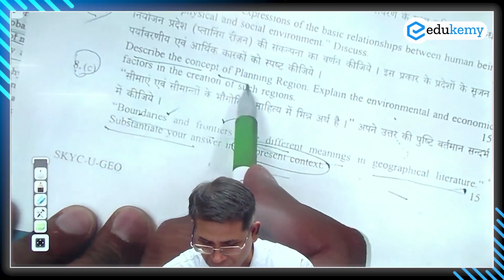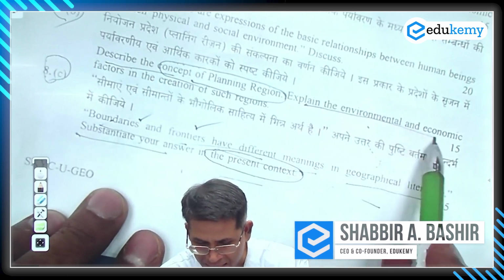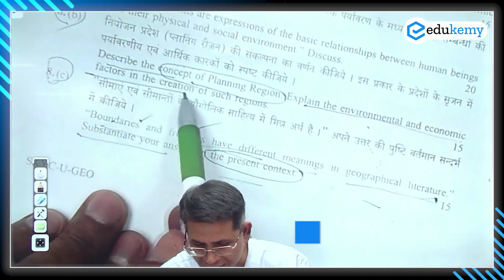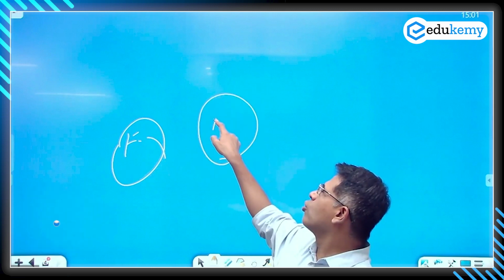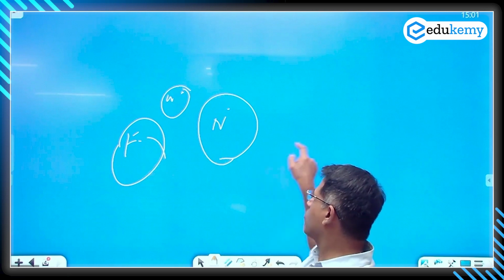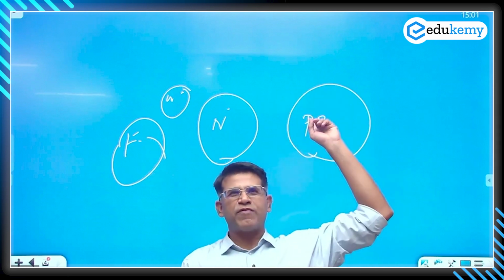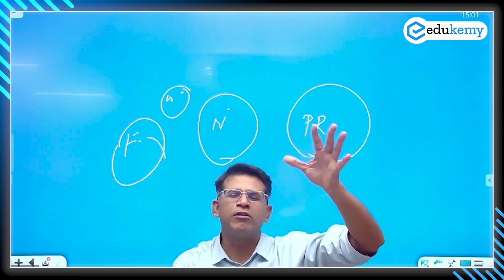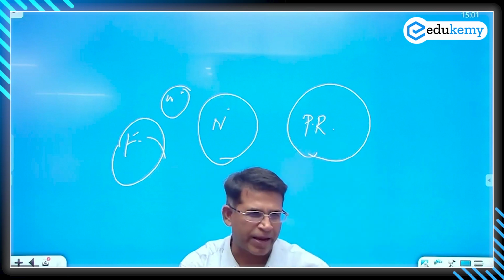Describe the concept of planning regions and explain the environmental and the economic factors in the creation of such regions. Planning region का मतलब क्या है? So you all know what a formal region is. You all know what the nodal region is, given by Whittlesey committee. There is one more concept called the planning region. इसका objective क्या है? Planning for some objective, which in geography is invariably developmental planning.